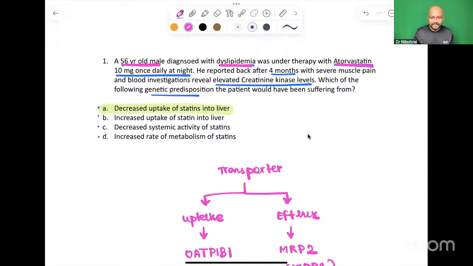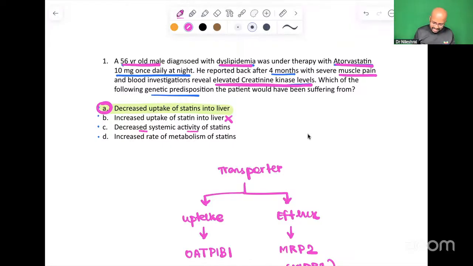So here, the concept is this patient is a 56-year-old male diagnosed with dyslipidemia under statin therapy. After 4 months, he presented with severe muscle pain, and blood investigations reveal elevated creatine kinase levels. Which of the following genetic predispositions? The issue here is there is decreased uptake of statins into the liver. That's the reason statins are accumulating inside the blood, causing muscle toxicity. Increased uptake of statins into the liver will not predispose the patient to myalgia or rhabdomyolysis.